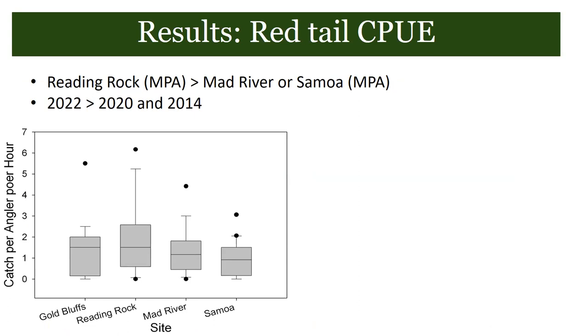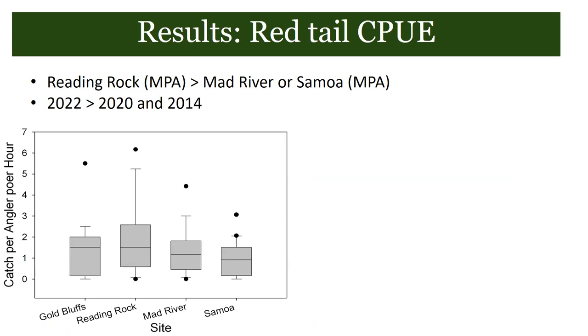Okay, you're probably asking for some results by now. So I've told you about these projects side by side. Now I'm gonna separate them. First, I'm gonna talk about the red tail part, then I'll talk about the Nice Melt part. So results, and they're going to go in the same order: CPUE, length, weight, age, and sex ratio. So let's get started with red tail CPUE.